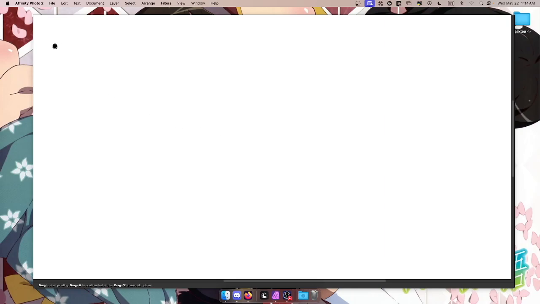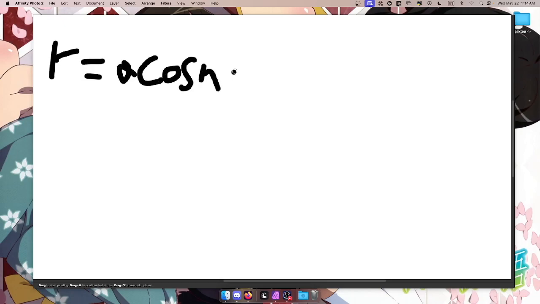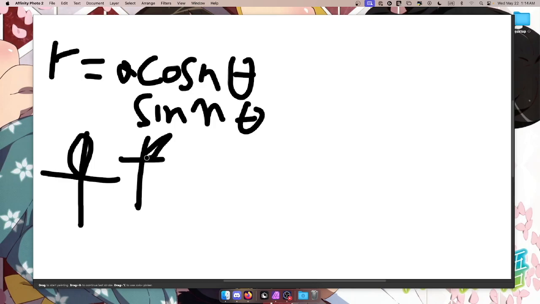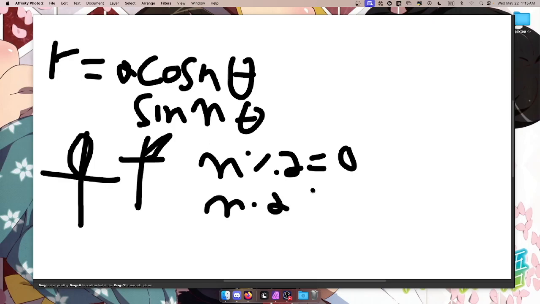The next special polar graph we have is the rose graph, where the equation is r equals a cosine n theta, or it could equal a sine n theta, where cosine or sine determines where the petal is. If cosine, the petal would be on the y-axis, and if sine, it would be in the first quadrant. A is the length of the petal, and when n is even, the number of petals is multiplied by 2, and when n is odd, the number of petals is equal to n.